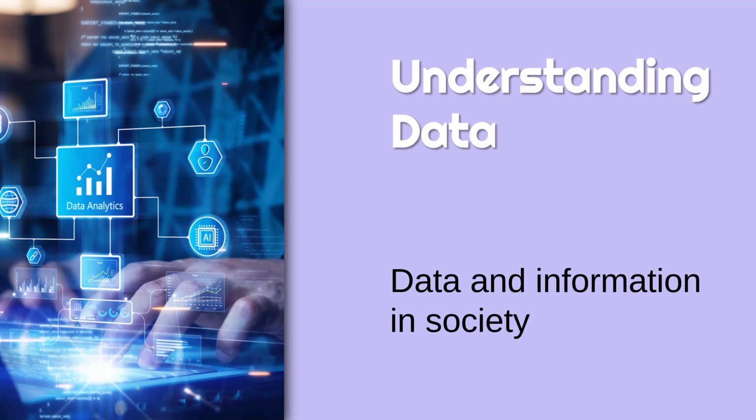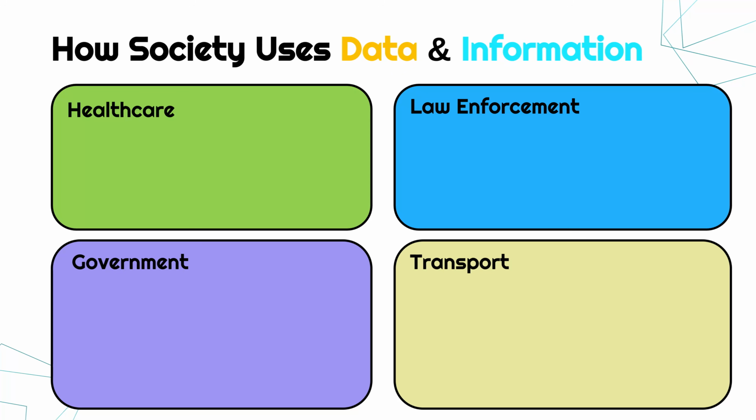Hello, we're going to have a look at some examples of how data and information are used in society. The word society just means a group of people with similar characteristics. I think the easiest way to think about this is just how is the whole country affected by data and information being used? So here are just 4 big industries in the country, just to give you some examples of how data and information are used.